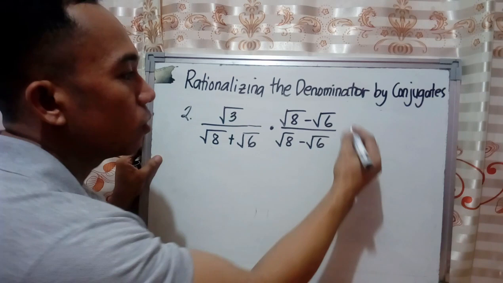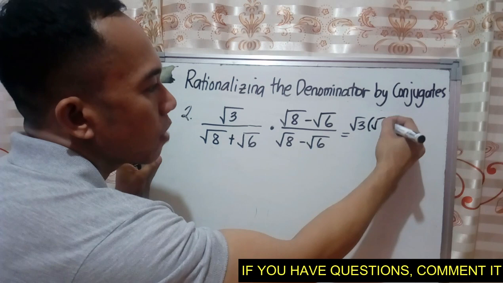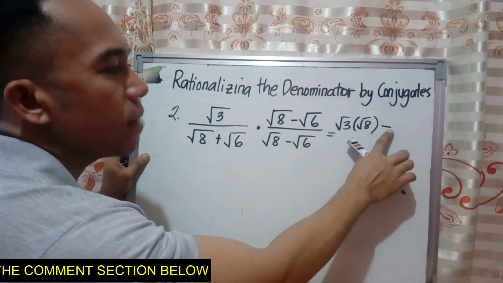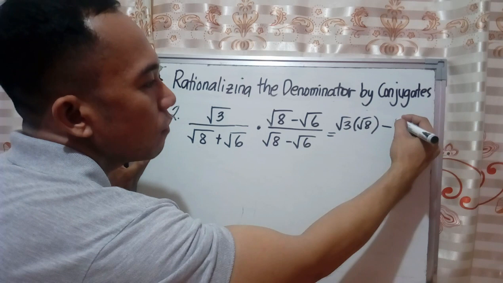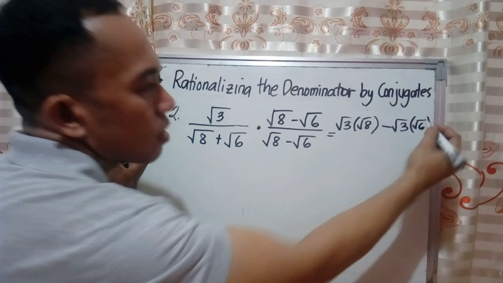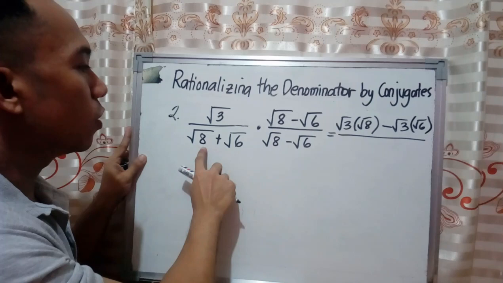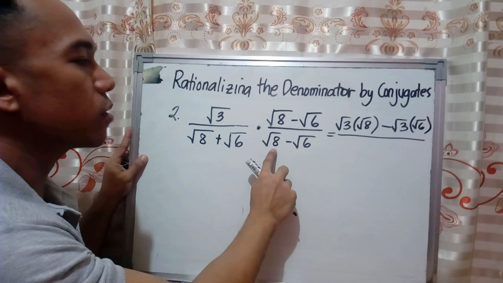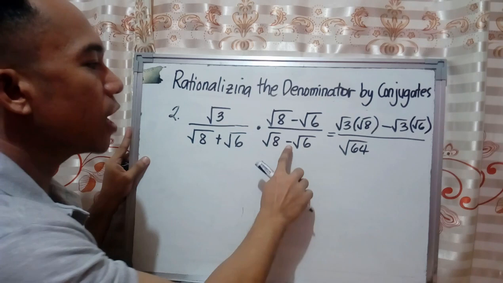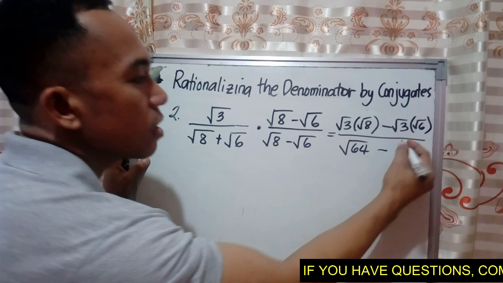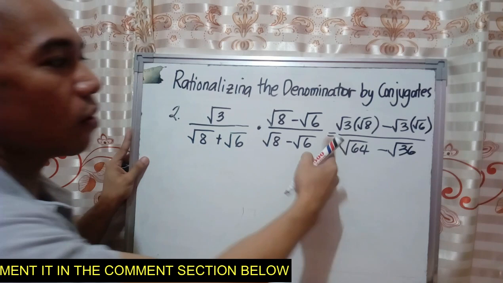So this is now square root of 3 times square root of 8 minus, why minus? Because positive times negative. So negative square root of 3 times square root of 6 over, how do we multiply this? Multiply the first and the last. So our first is square root of 8 times square root of 8, square root of 64. Then positive times negative, negative. Square root of 6 times square root of 6 is square root of 36.